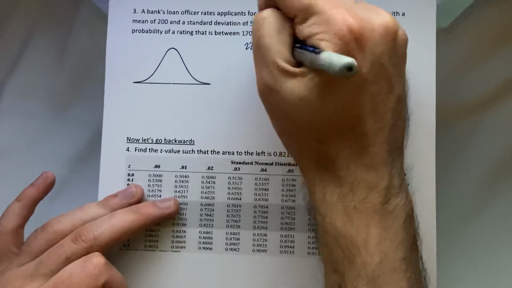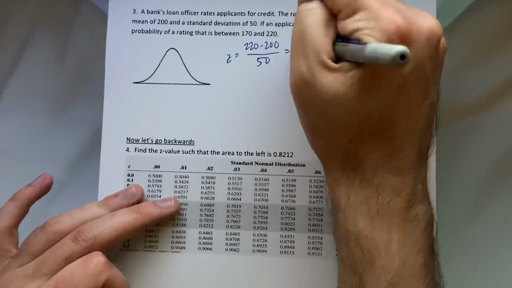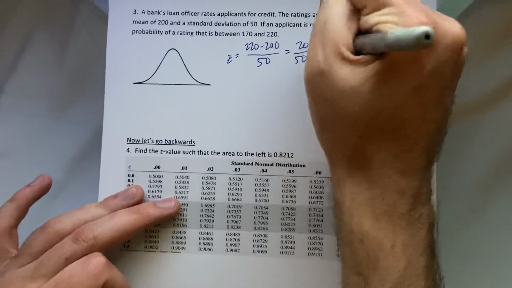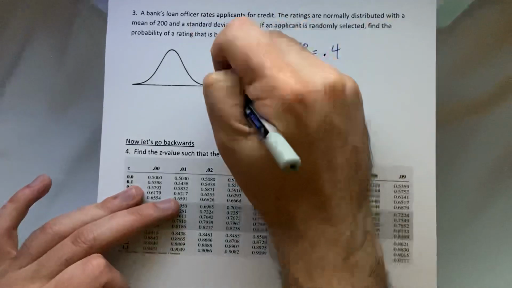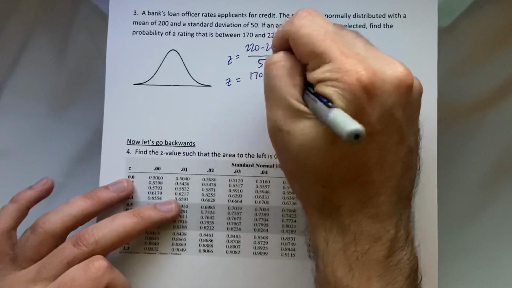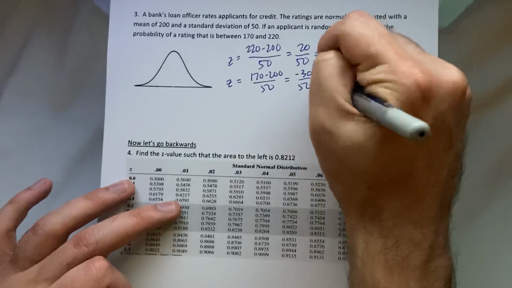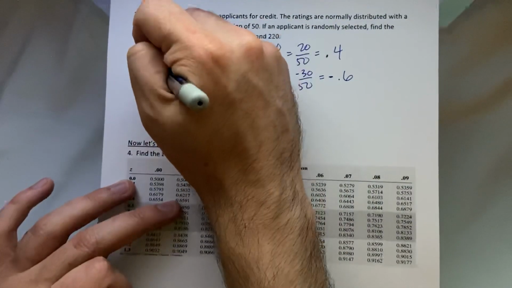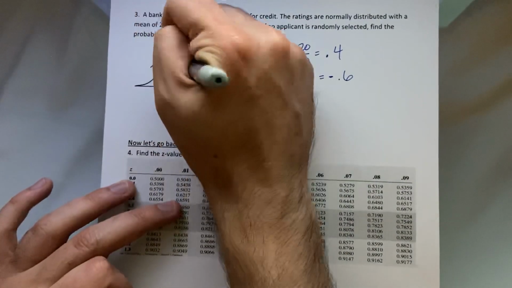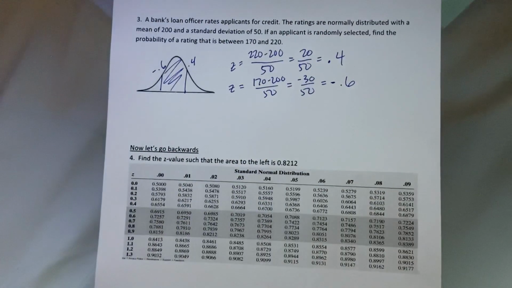So 220 minus 200 over 50 equals 20 over 50, or 0.4. We also need the z-score for 170 minus 200 over 50, which is negative 30 over 50, which is negative 0.6. Remember, for the area between, we take the bigger one, the 0.4, minus the smaller one, using the table.